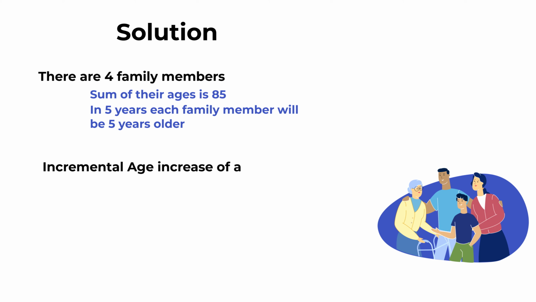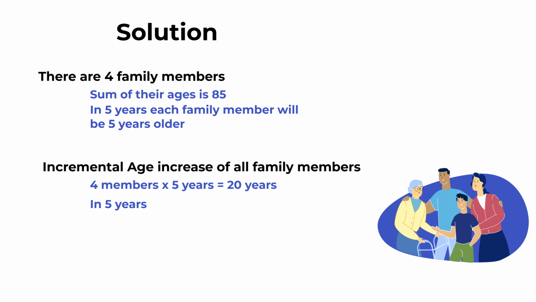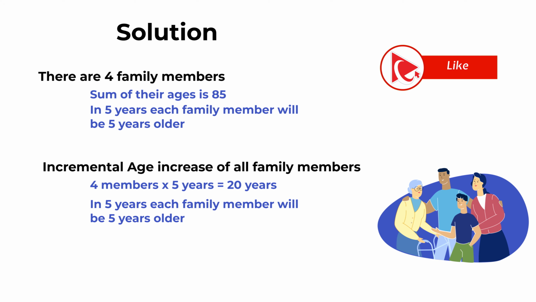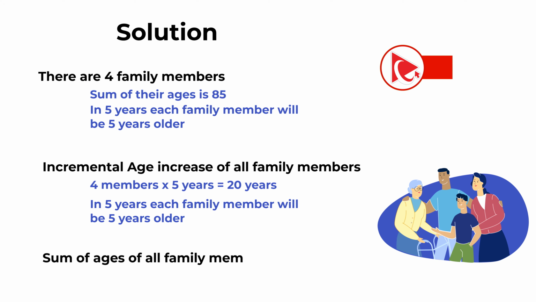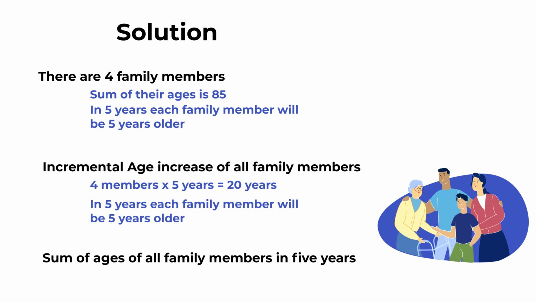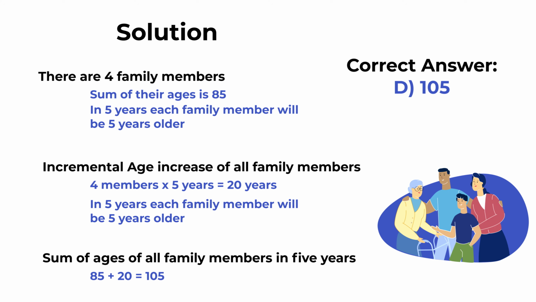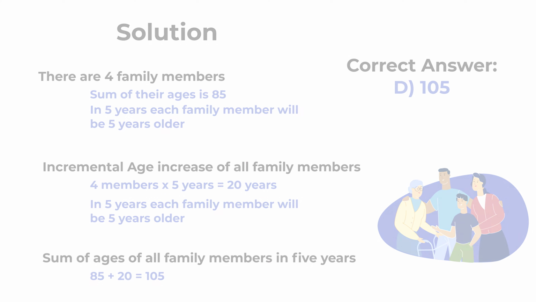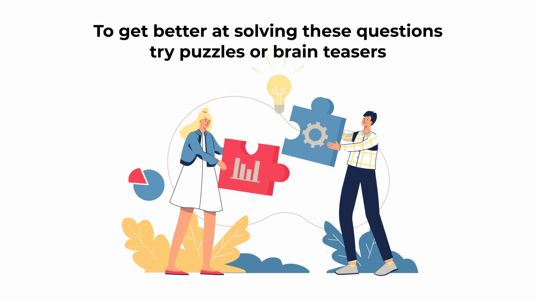So incremental age increase for all family members can be calculated as 4 family members multiplied by 5 years equals 20 years. So the sum of the ages of all family members in 5 years can be calculated as 85, which is the original sum, plus 20, which is the incremental age increase, and would be equal to 105. So the correct choice here is choice D, 105. Hopefully you've nailed this question and now know how to answer similar puzzles on the test.